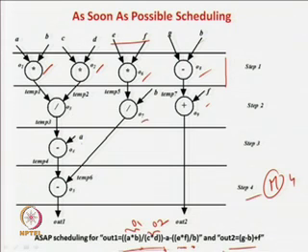Similarly, for O7 the predecessor is temp 5, that is the output of O6, which has already been scheduled in time step 1. So, you can easily schedule it in time step 2, and the time step will be the time step of O6 plus 1, so O7.